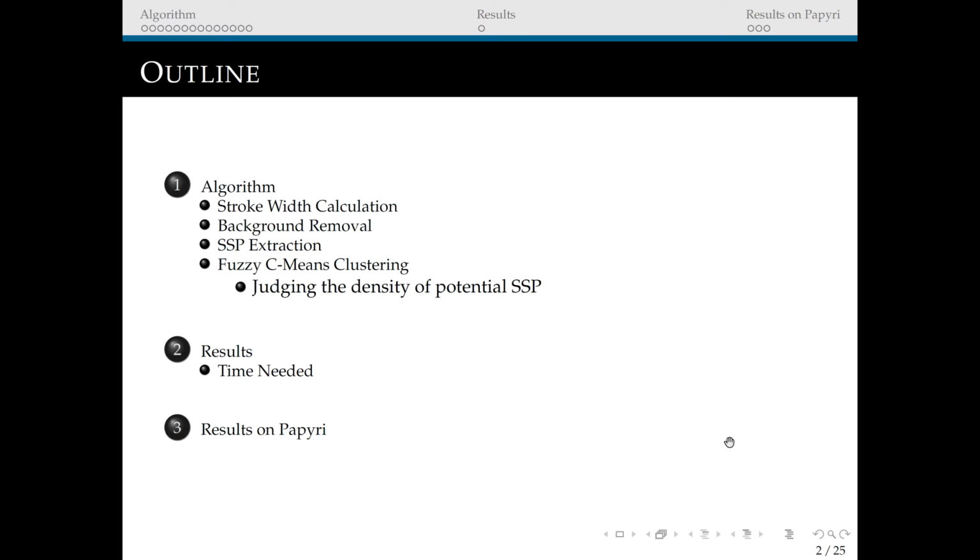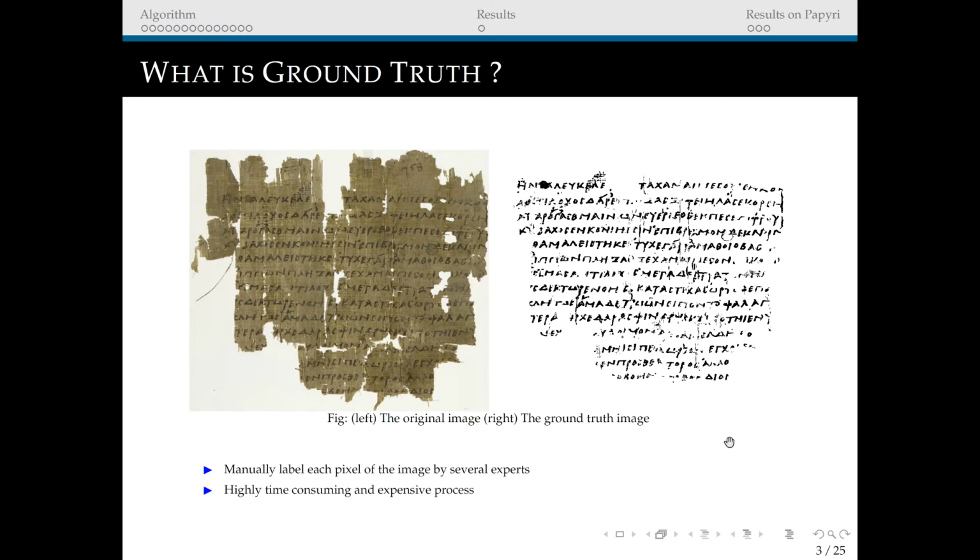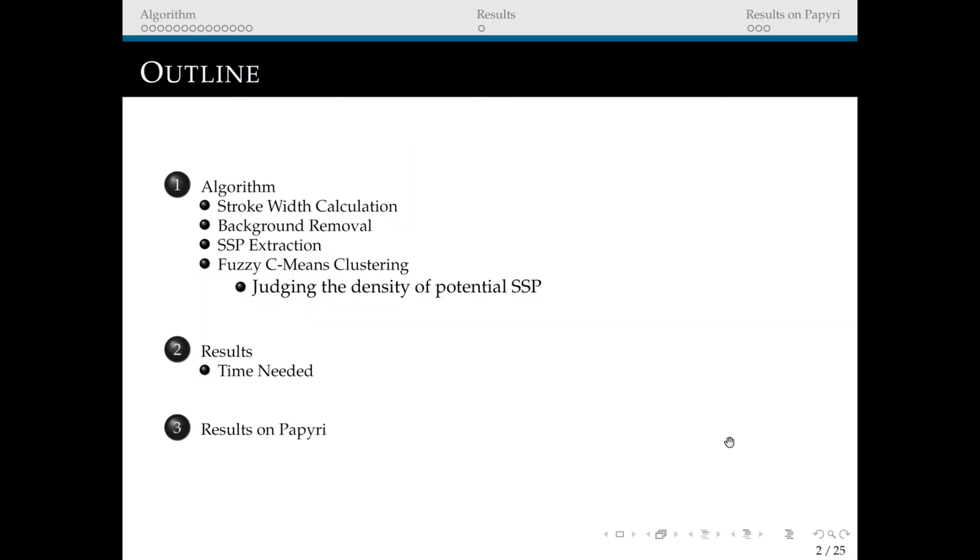That's why we came up with the idea of how we can do a good binarization without any training data. Maybe it is not as good as training-based binarization, but the advantage is that you don't need ground truthing. I'll be explaining the details of the algorithm. These steps I'll explain one by one, and then I'll talk about the results, and show some results on a papyrus dataset.